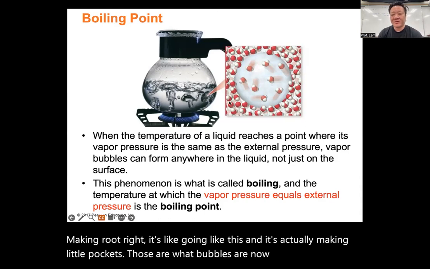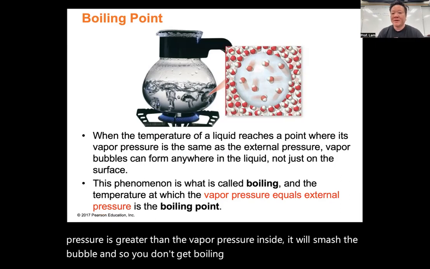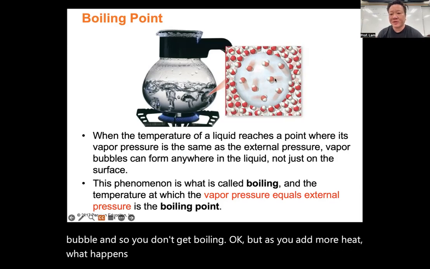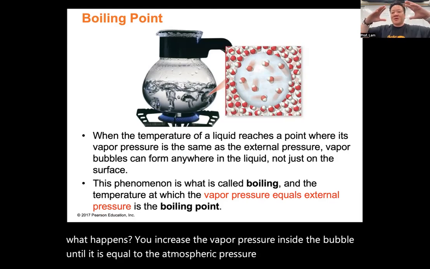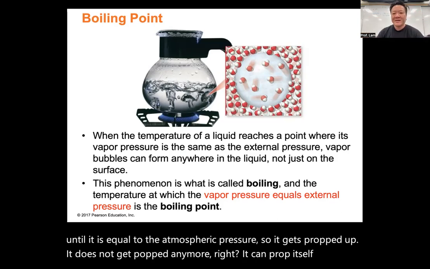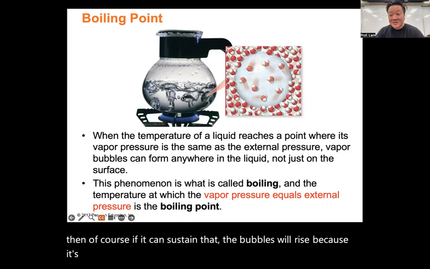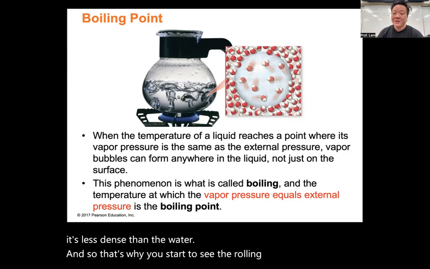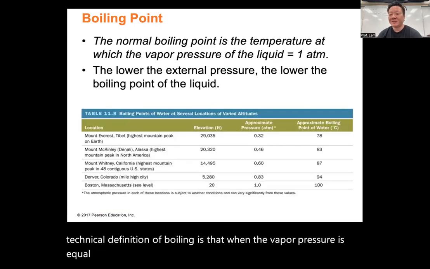Now, if the atmospheric pressure is greater than the vapor pressure inside, it will smash the bubble, and so you don't get boiling. But as you add more heat, what happens? You increase the vapor pressure inside the bubble until it is equal to the atmospheric pressure. So it gets propped up. It does not get popped anymore. It can prop itself up. And if it can sustain that, the bubbles will rise because they're less dense than the water, and that's why you start to see the rolling boil. So that's the technical definition of boiling: when the vapor pressure is equal to the atmospheric pressure.